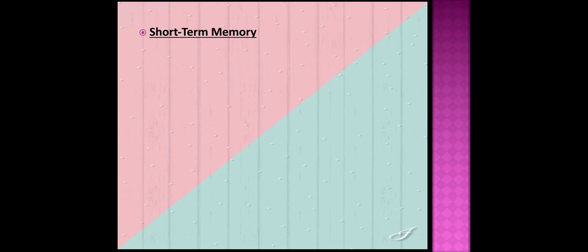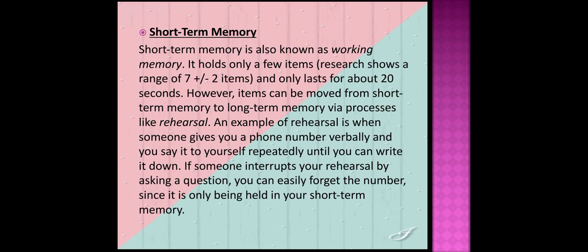The next one, short-term memory. So what is short-term memory? Short-term memory is also known as working memory. It holds only a few items. Research shows a range of 7 plus or minus 2 items and only lasts for about 20 seconds. However, items can be moved from short-term memory to long-term memory via processes like rehearsal.